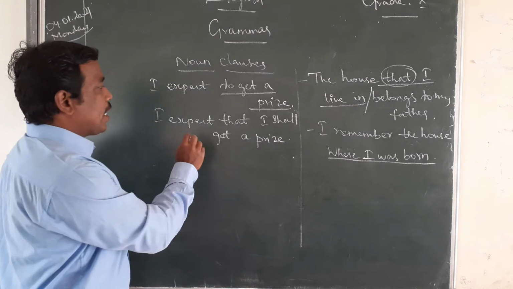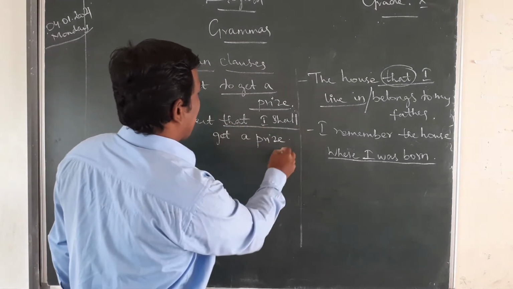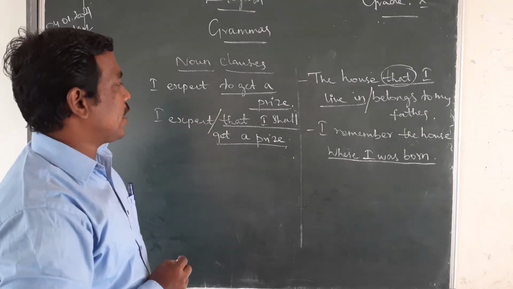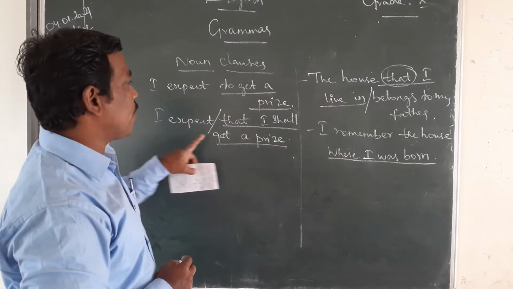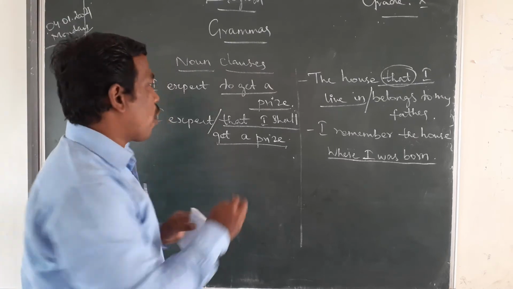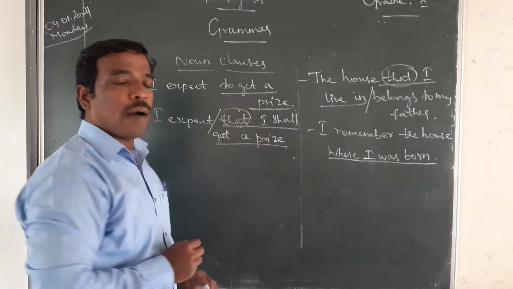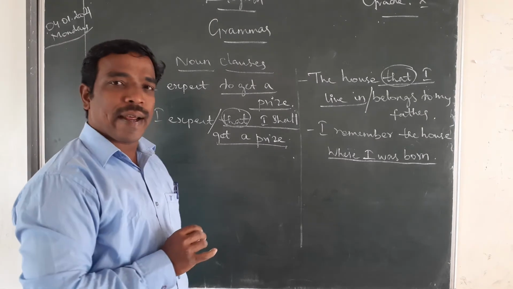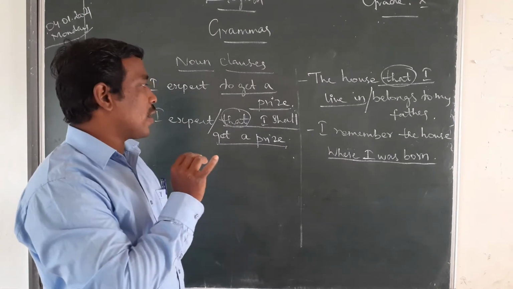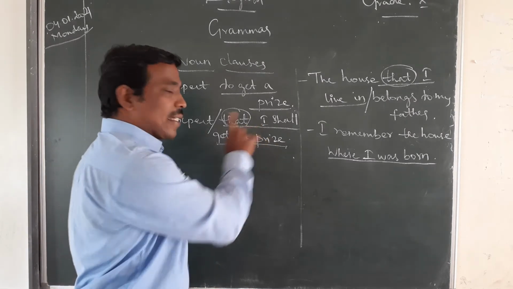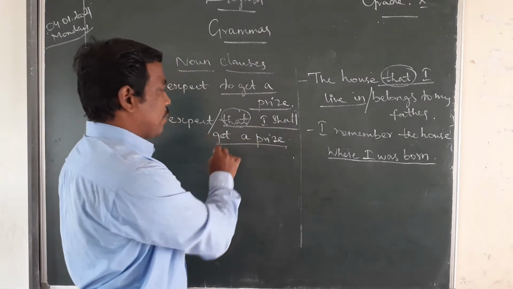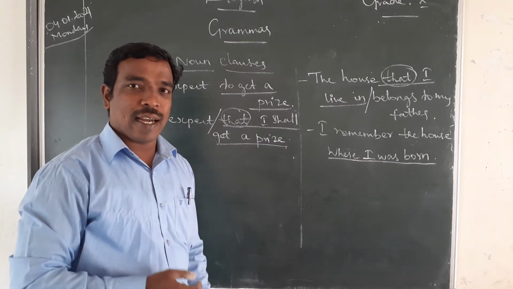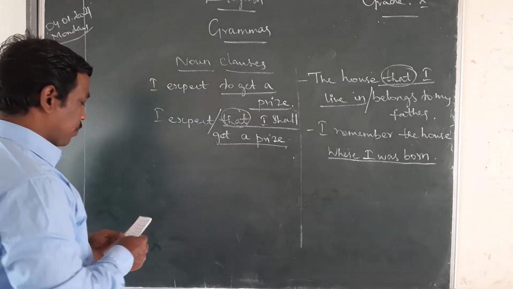Come, I expect that I shall get a prize. This is the main clause. That I shall get a prize: I expect what? It starts with a relative pronoun. I expect what? That I shall get a prize. It has a subject, and it has the verb shall get of its own. So we should say it is a noun clause. Have you understood?